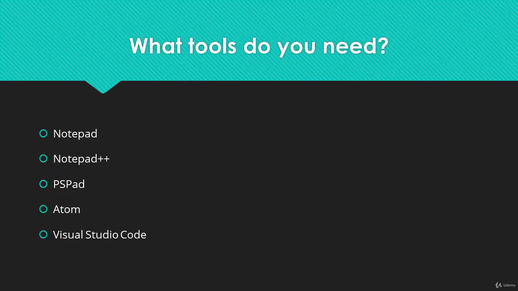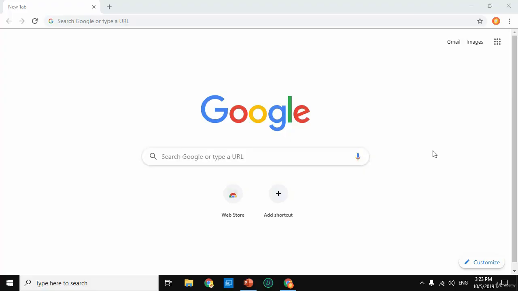In order to write an HTML file, you can use a text editor like Notepad, which already comes with Windows. But you can also use another program like Notepad++, PSPad, Atom, Visual Studio Code, and so on. Anyway, in this course, I'm going to use Visual Studio Code from Visual Studio. If you haven't installed Visual Studio Code, you can download it from visualstudio.com.